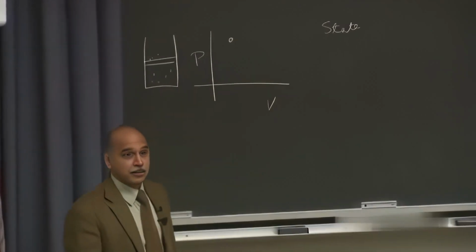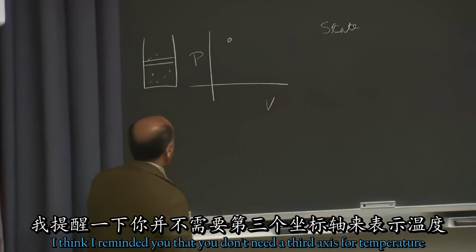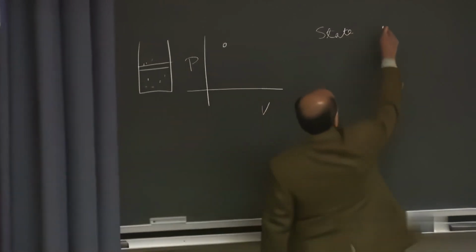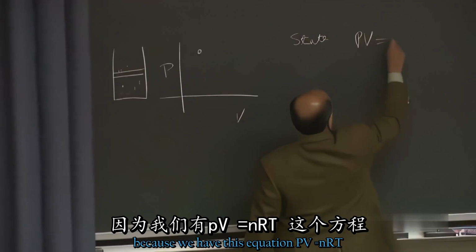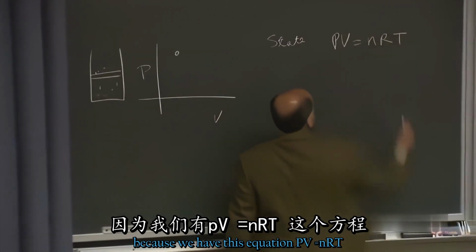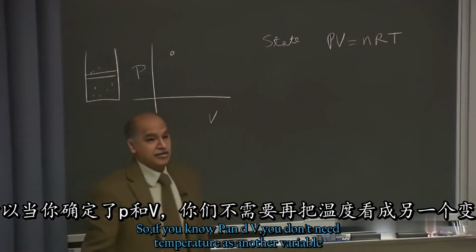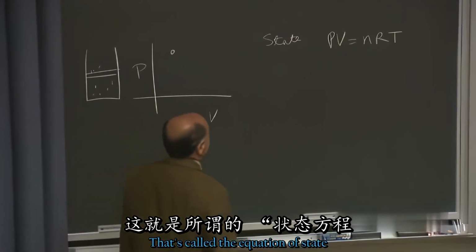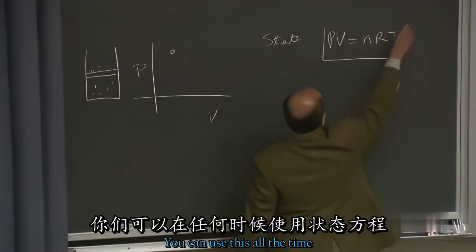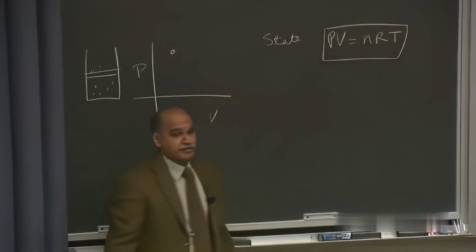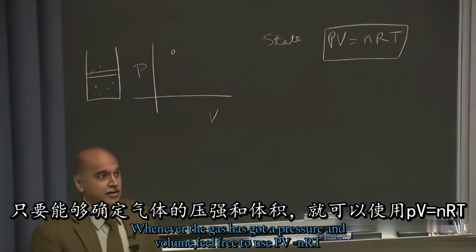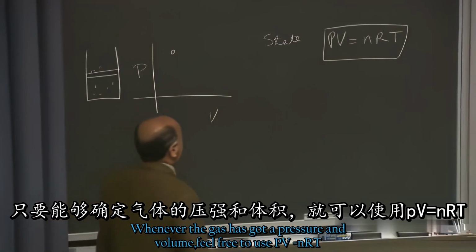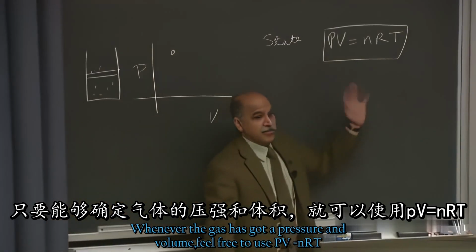That's all you need. I think I reminded you that you don't need a third axis for temperature because we have this equation PV equals nRT. So if you know P and V, you don't need temperature as another variable. That's called the equation of state. You can use this all the time. Whenever the gas has got a pressure and volume, feel free to use PV equals nRT.